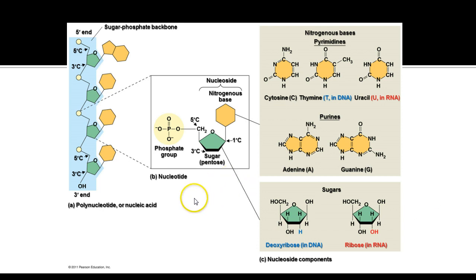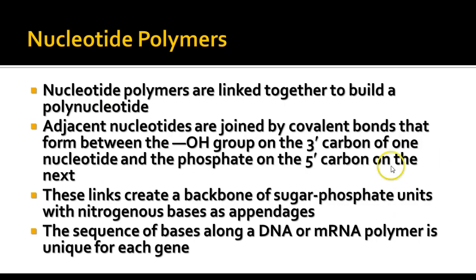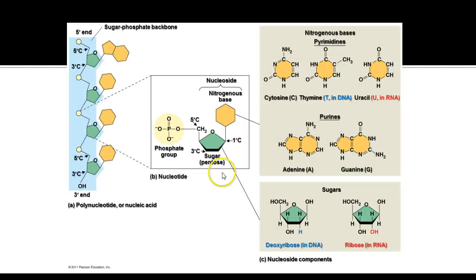When the polymer forms, it forms between the sugar of one nucleotide and the phosphate of the next. They're joined in covalent bonds between the hydroxyl group on one nucleotide and the phosphate on the next. Notice the designation 3' and 5'. That talks about the numbers of the carbons.